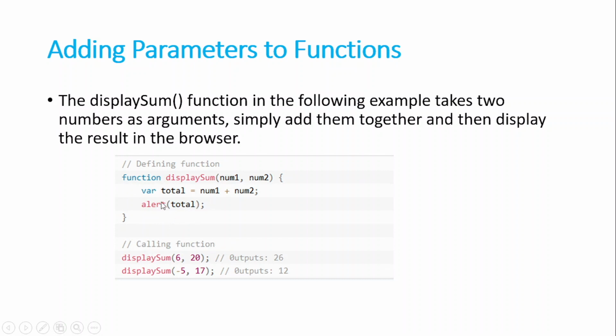Now while calling the function, we can pass the value for those two parameters. So displaySum, and now the first, num1, will be 6 and the second, num2, will be 20. So now we can call this function, and this will give us the alert, the sum of both these numbers, 20 plus 6, 26, and same goes for this one. So we can reuse the same function with different parameters multiple times. So this way you can also pass some parameters to functions.